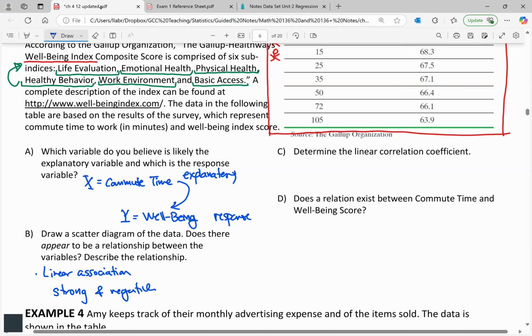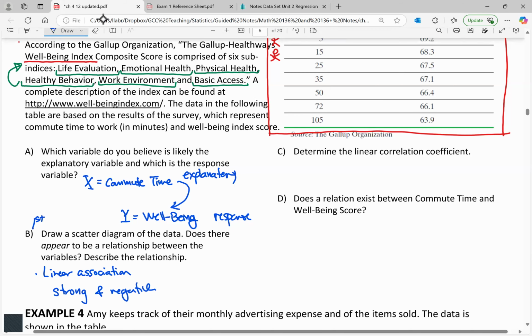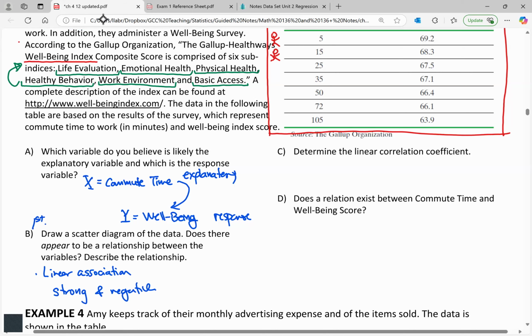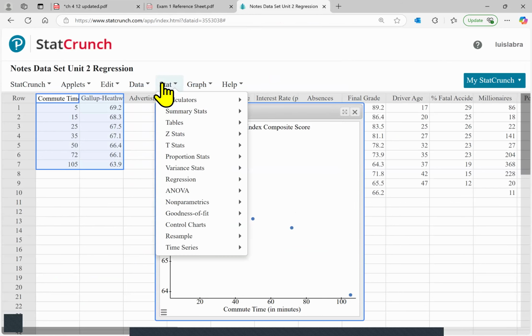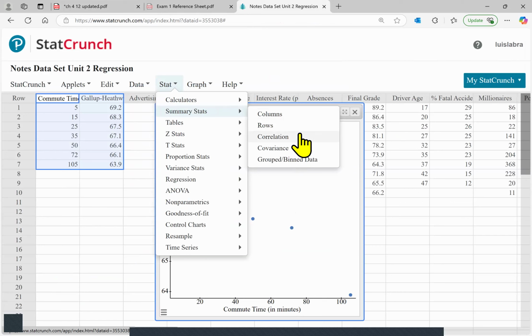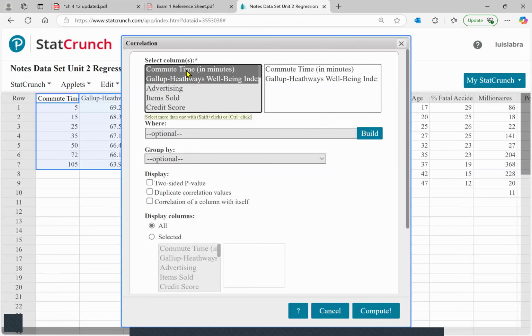From this observation, I can go ahead and now determine the linear correlation coefficient. Remember, always do this first. Now we can determine the linear correlation coefficient. And to do that, that's a statistic. So I'm going to go to stats, summary stats, and go to where it says correlation. Then you simply select both variables of interest. Remember that you can press Control or you can click and drag. And that's fairly it. That's all that you have to do.